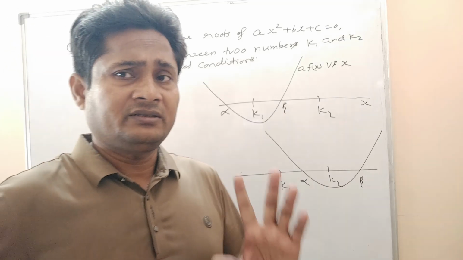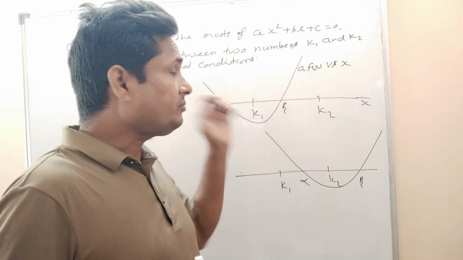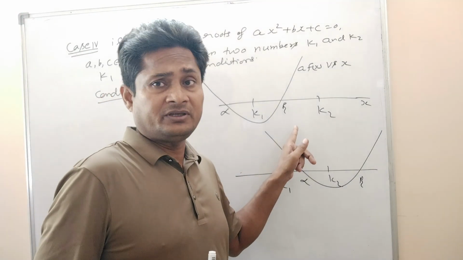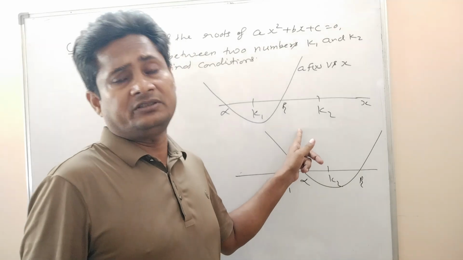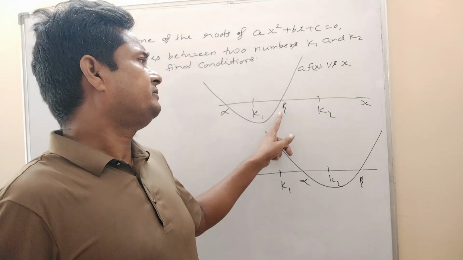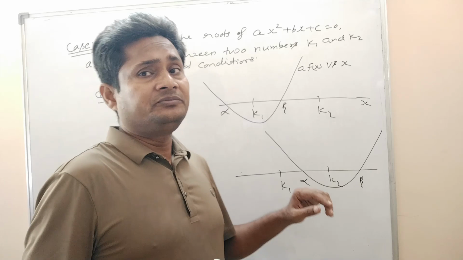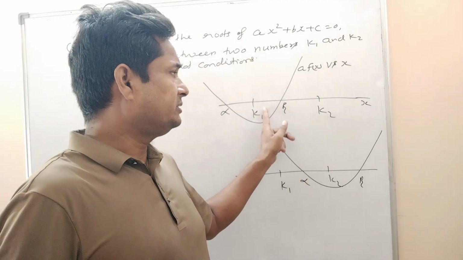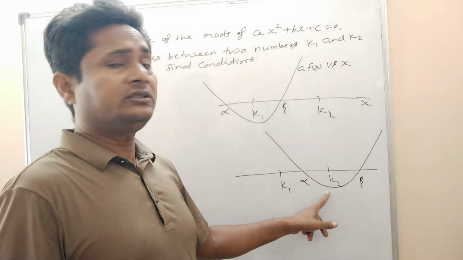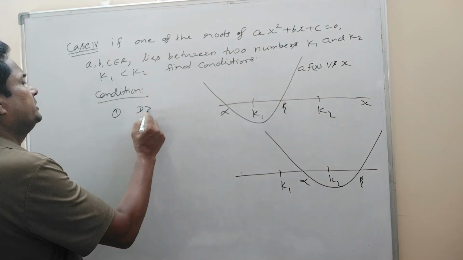So what can be the conditions? See here, we know that if any number exists in between two numbers, then the two numbers must be different. That means, first of all, D must be greater than 0, because in this case one of the roots lies between these two, then the other root must be outside. In this case also. So first of all, one condition is what? D must be greater than 0.